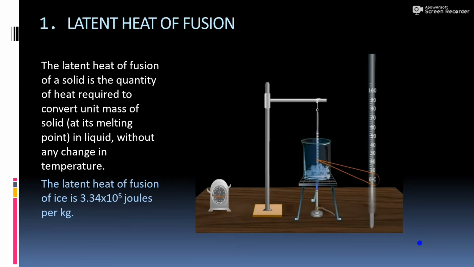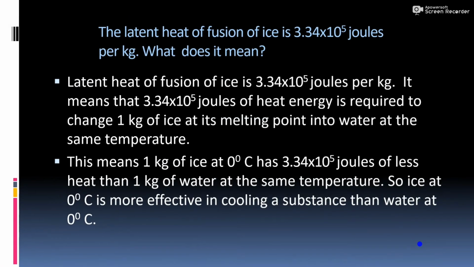3.34 multiplied by 10 to the power 5 joules per kg. What does it mean? Latent heat of fusion of ice is 3.34 multiplied by 10 to the power 5 joules per kg. It means that 3.34 multiplied by 10 to the power 5 joules of heat energy is required to change 1 kg of ice at its melting point into water at the same temperature.